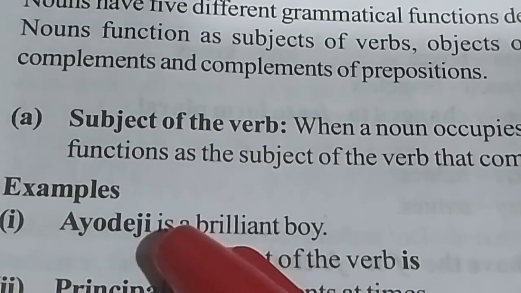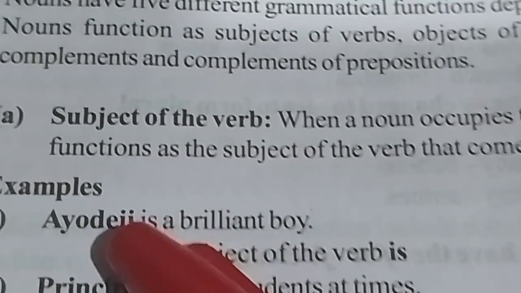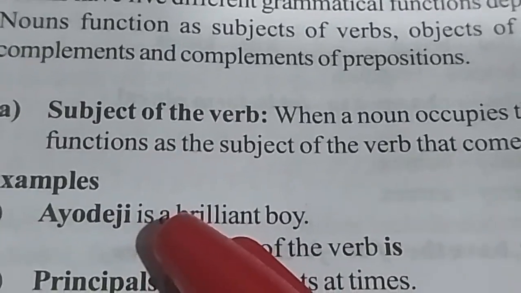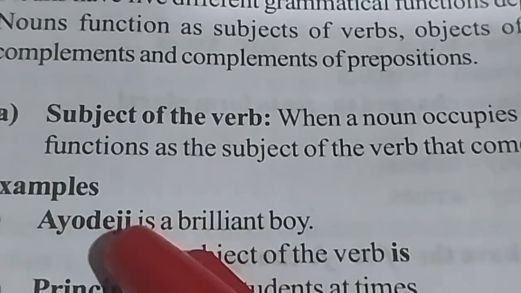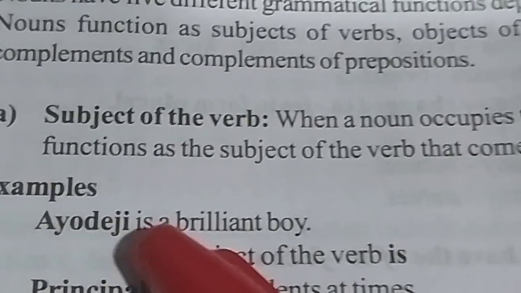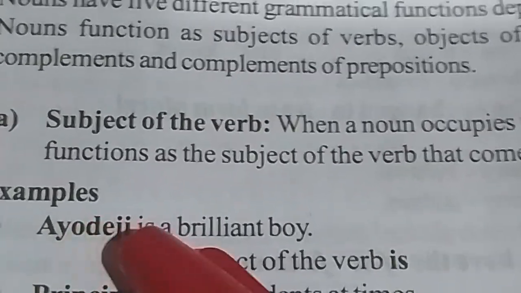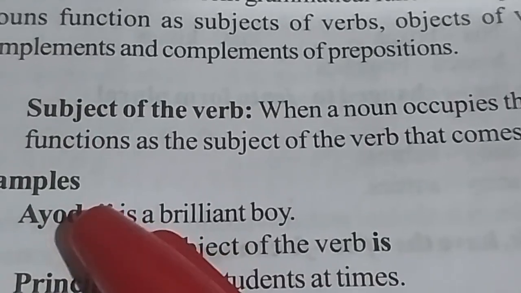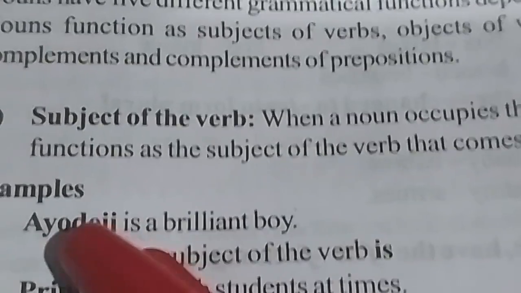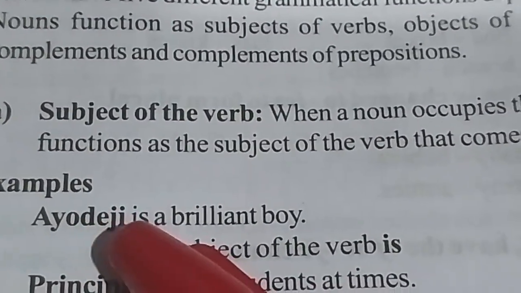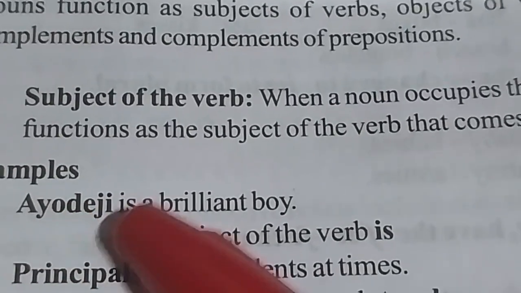You may say, what does that mean? I will explain my understanding. Subject of a verb means it is this subject that determines the verb we use. If we have they here, we will have they are. If we have it here, we will have it is. If we have you, we have you are. So it is the subject here that determines the verb to use. So subject of the verb is this. Ayodeji is the subject of this verb. Ayodeji is the determinant to this verb used.